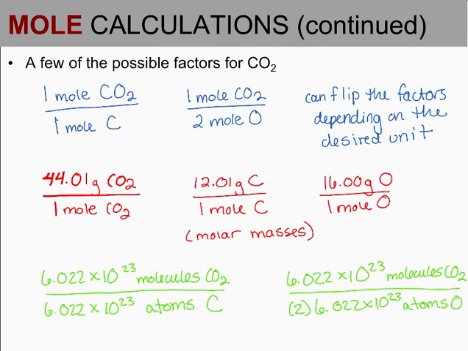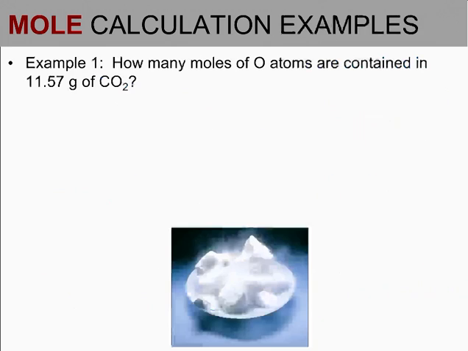All right, so there's probably some other conversion factors that we could come up with for carbon dioxide and carbon and oxygen, but these are some of the main ones that we can use for solving a numerical problem. So let's use a few of these in an example problem. Let's try to calculate how many moles of oxygen atoms are contained in 11.57 grams of CO2.